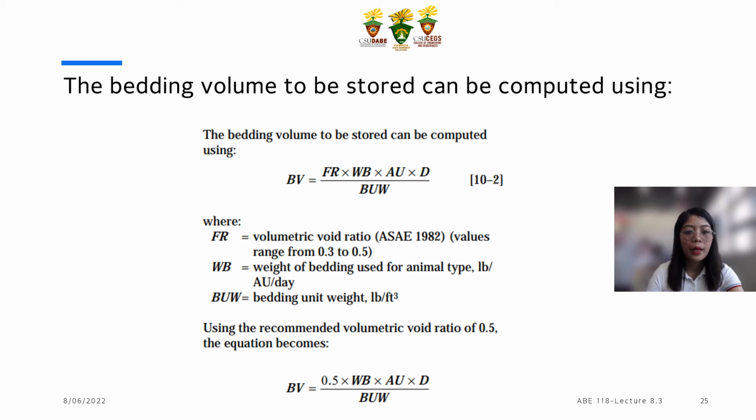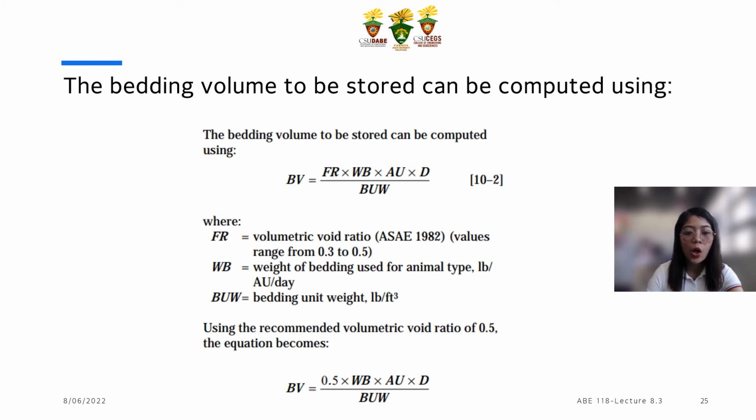So we have the bedding volume equal to FR, the volumetric ratio, multiplied by the weight of bedding used for the animal type, and then AU, the number of animal units, and then multiplied by D, the number of days stored, over the BUW, or bedding unit weight.